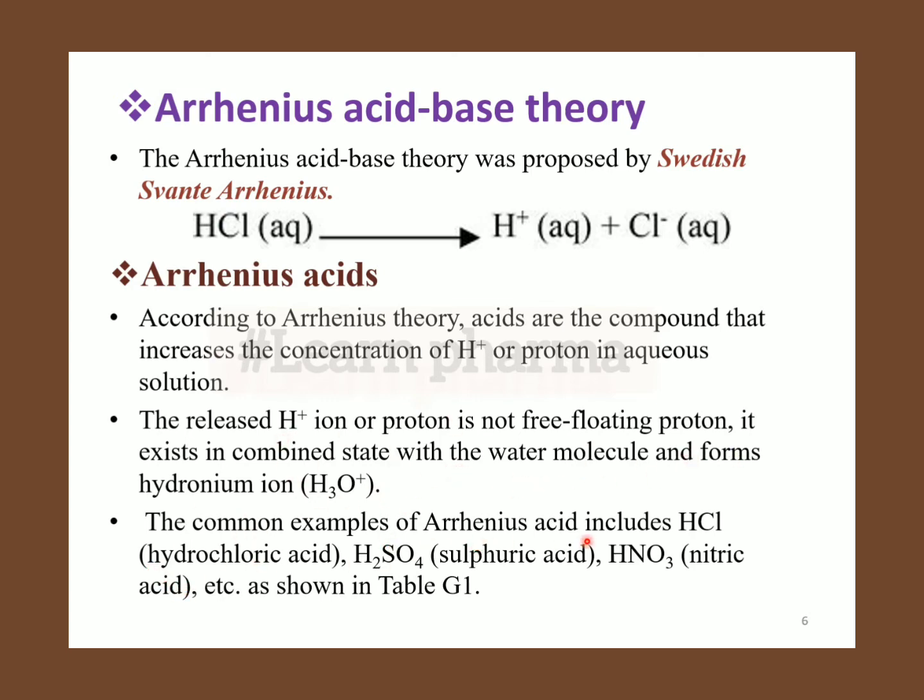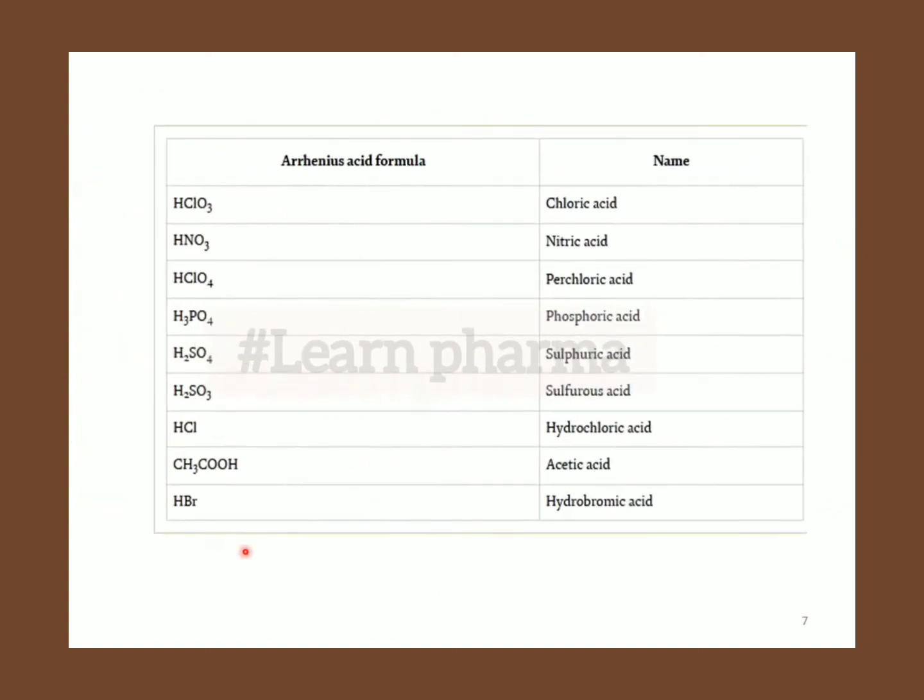Common examples of Arrhenius acids include hydrochloric acid, sulfuric acid, nitric acid, and so on, shown on the next pages. These are some Arrhenius acids: hydrochloric acid, nitric acid, perchloric acid, phosphoric acid, sulfuric acid, sulfurous acid, acetic acid, and hydrobromic acid.